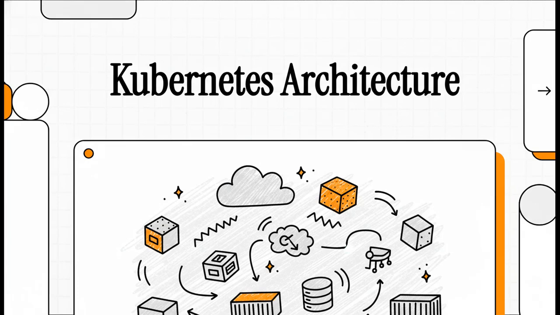Have you ever stopped to think about how massive apps, like Netflix or Spotify, can handle millions of us all at once without even a hiccup? Well, a huge piece of that puzzle is a technology called Kubernetes. And today, we're going to peel back the curtain and demystify its architecture. We're going to see what really makes these modern cloud applications tick.